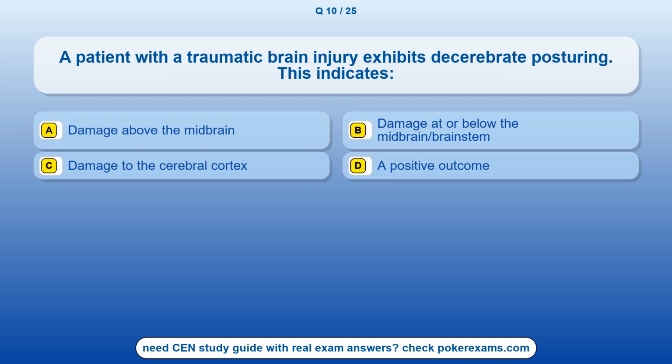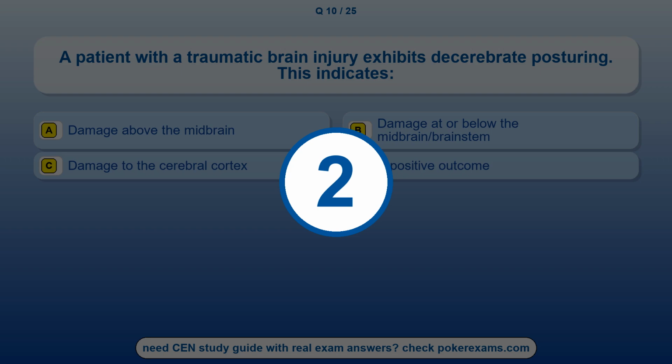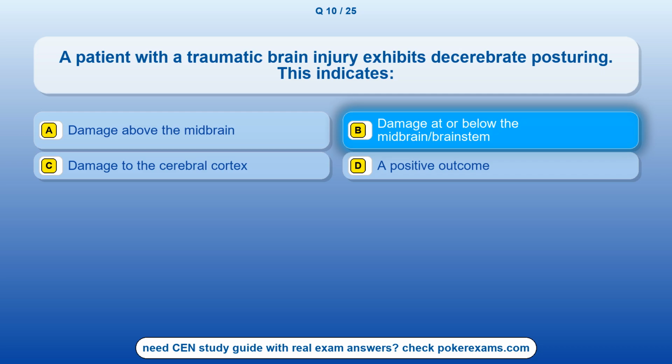Question 10. A patient with a traumatic brain injury exhibits decerebrate posturing. This indicates: Option A. Damage above the midbrain. Option B. Damage at or below the midbrain/brainstem. Option C. Damage to the cerebral cortex. Option D. A positive outcome. The correct answer is option B. Damage at or below the midbrain/brainstem.